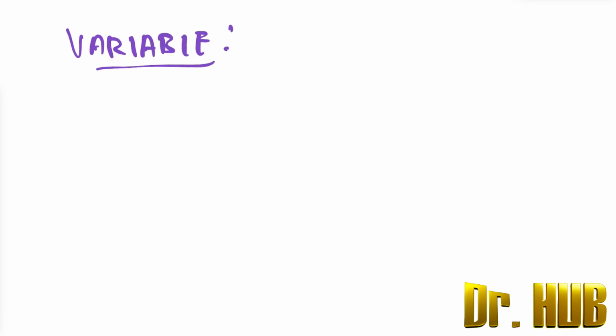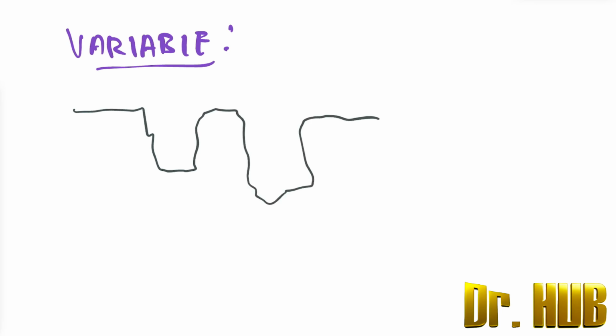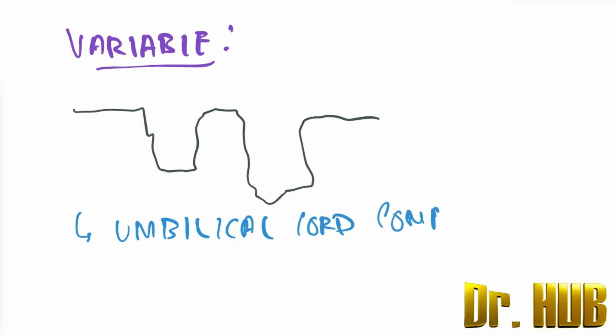Next, we are looking at the variable deceleration. So in terms of the variable deceleration, as the name suggests, it is variable. So this is seen in terms of the umbilical cord compression.